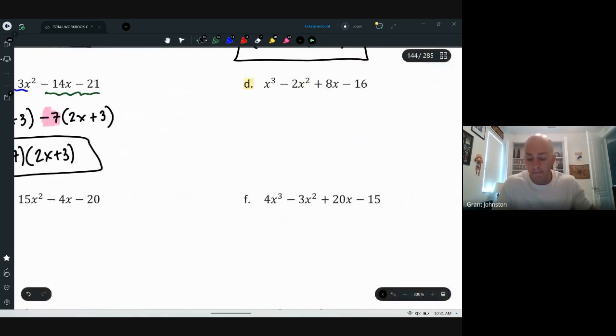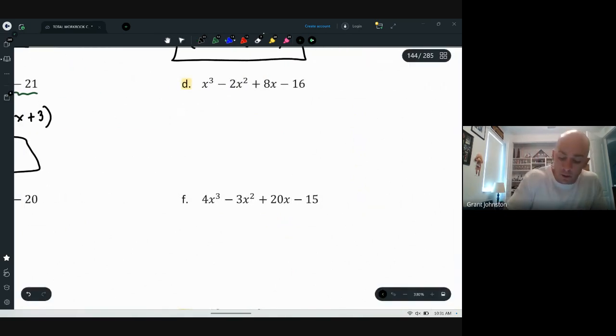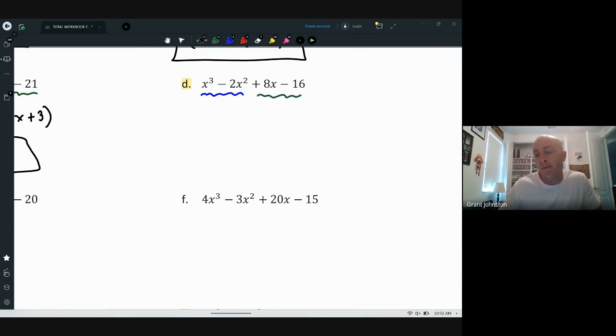Now D. So with this one, I'm going to group those two. So x to the third minus 2x to the second. I can't factor out a number, but I can factor out an x to the second. So that would be just an x there and then a minus 2. And then I can do plus the 8x minus 16. I can factor out an 8. So I would have an x, and then 8 times 2 is 16, so minus 2 there.